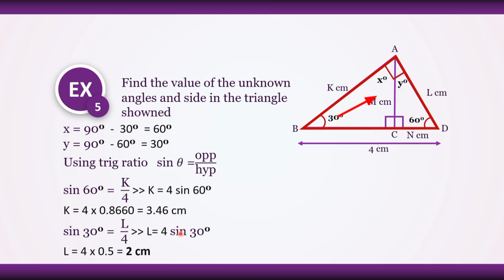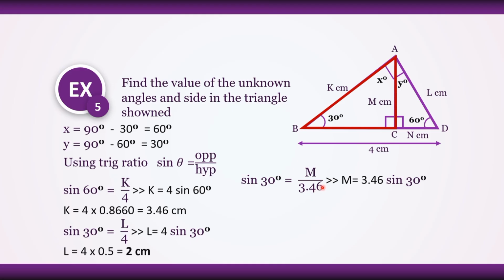Now I've gotten K, L. Now I want to find the value of M. Finding the value of M, I'll still use sine 30 degree. Now using this triangle here, which is triangle ABC, AB becomes the hypotenuse since it is facing this right angle here. Now using this 30 degree, AC will be my opposite. So I have sine 30 degree will be what? M, which is opposite, over hypotenuse, which is K. And my K is 3.46.